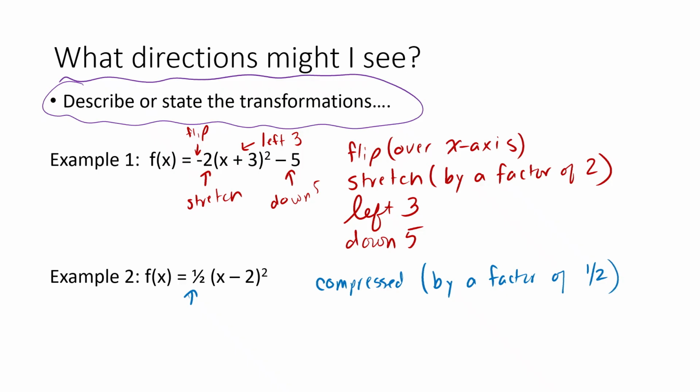There might be some other ways a teacher might want you to say that. They might consider compressed and 1/2 to be duplicate information. So they might want you to say compressed by a factor of 2 if the understanding is that you're dividing by 2. Again, pay attention to how your teacher wants you to say it or how much information they want you to give. And this one is just going right 2.